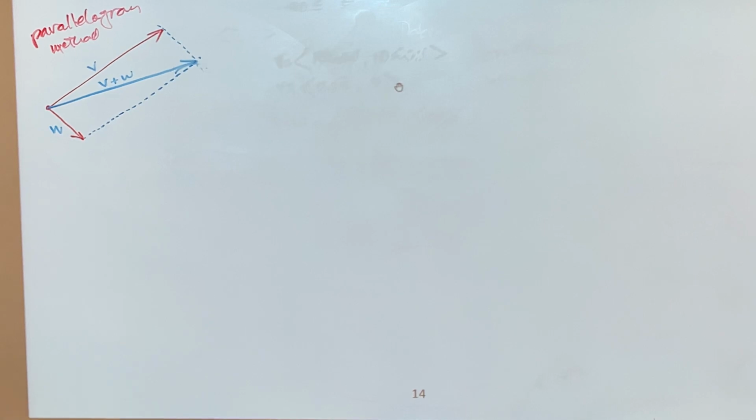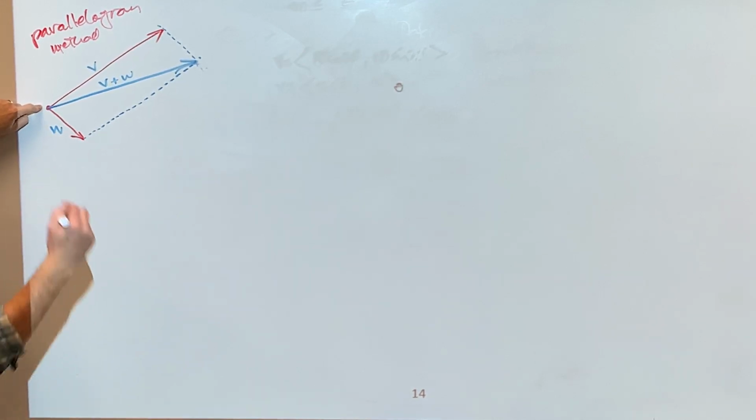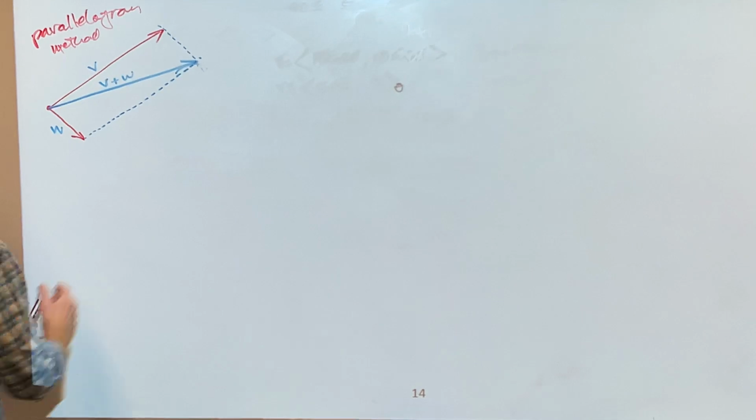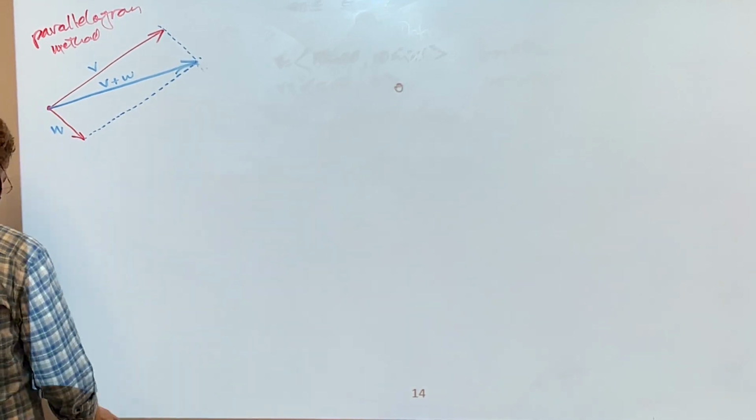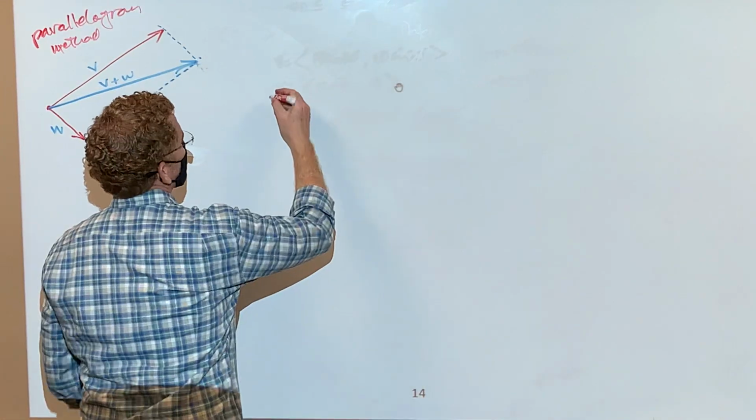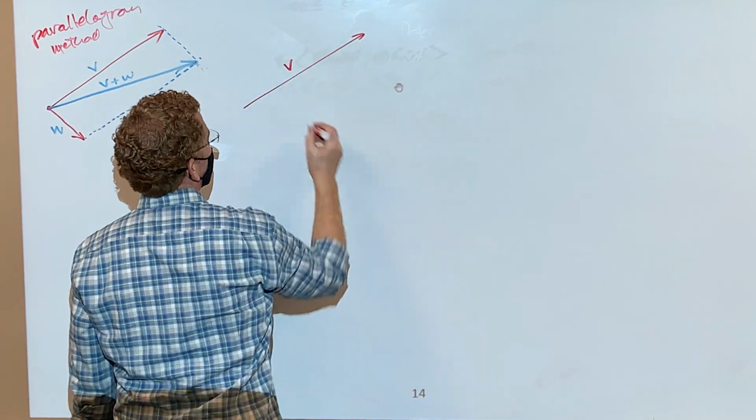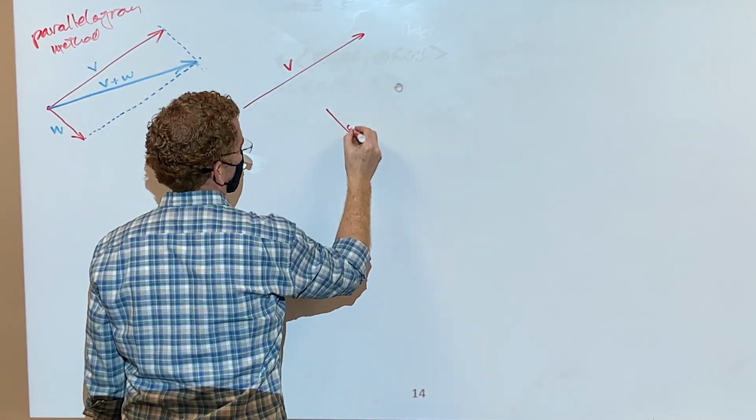Are you with me on that? Now the other way to do it is, instead of drawing them connected out of the same point, called head to tail or end to end, depending on who you talk to. The other method says, here, I'll just redraw these. Let's say this was vector V and that is vector W.